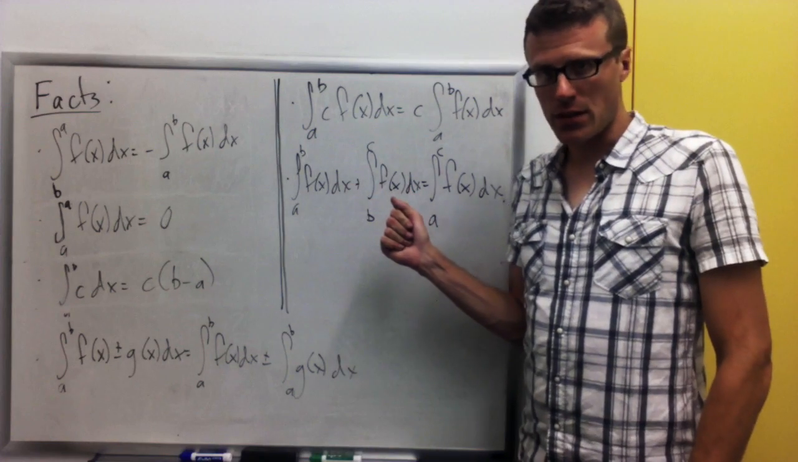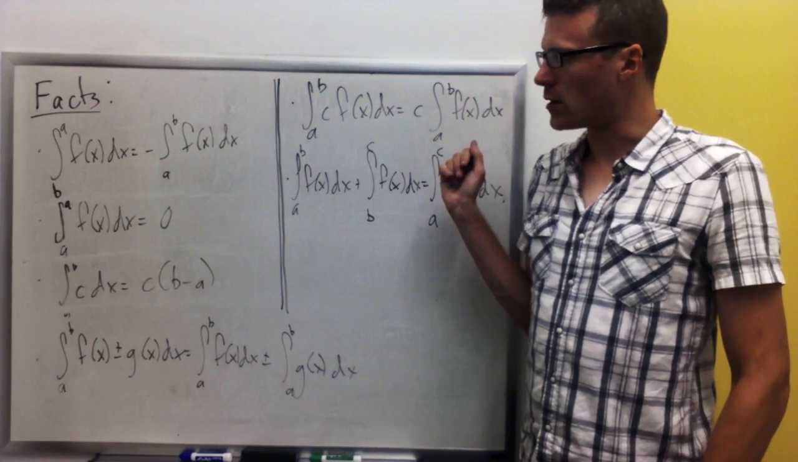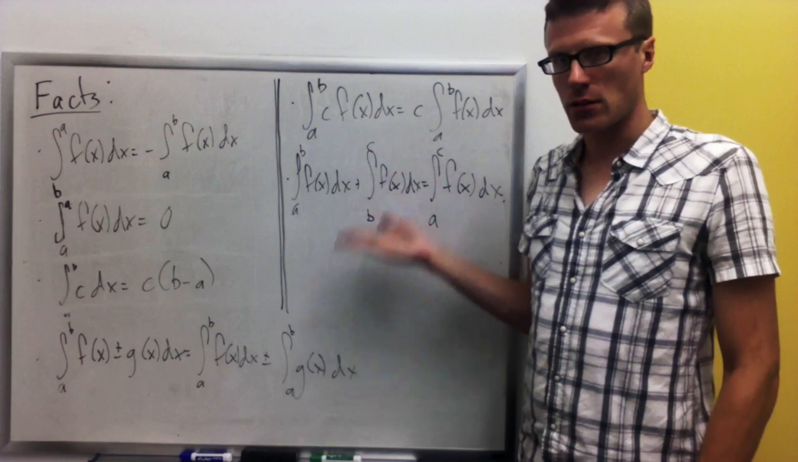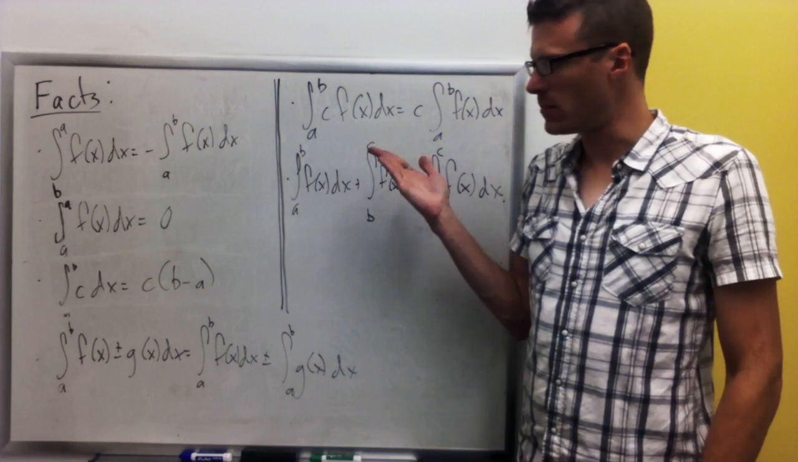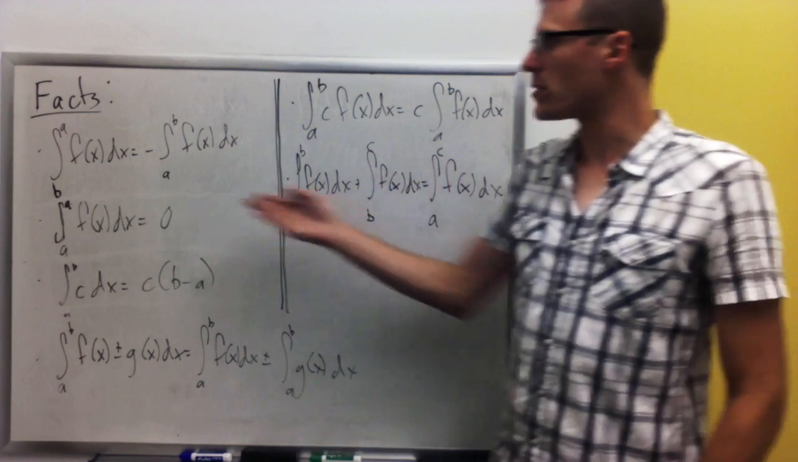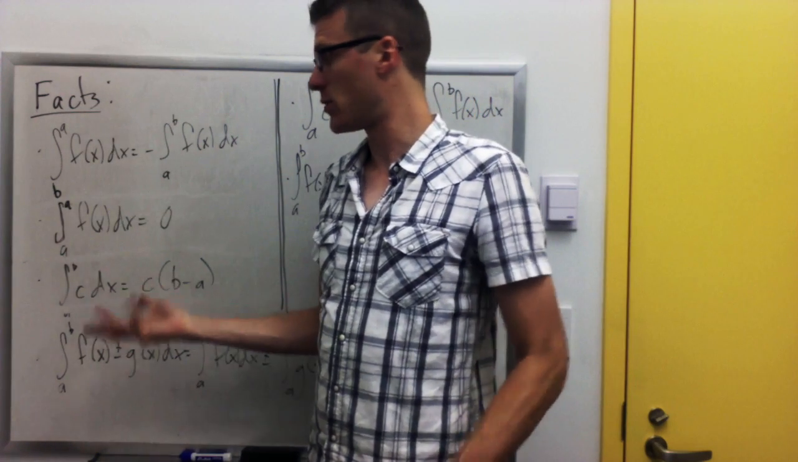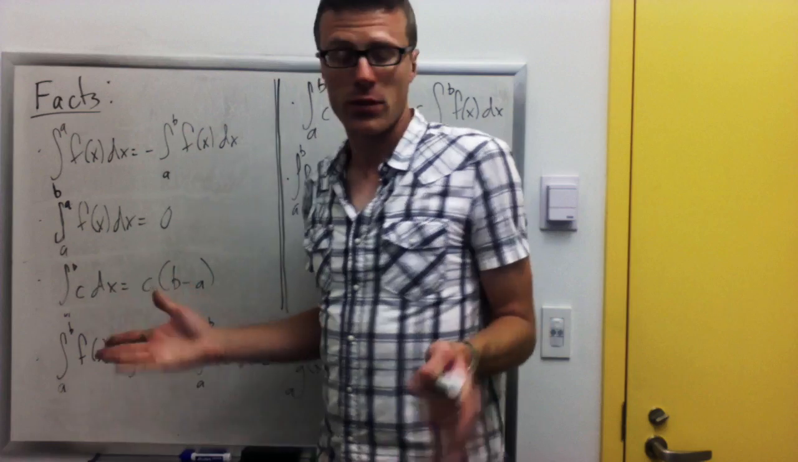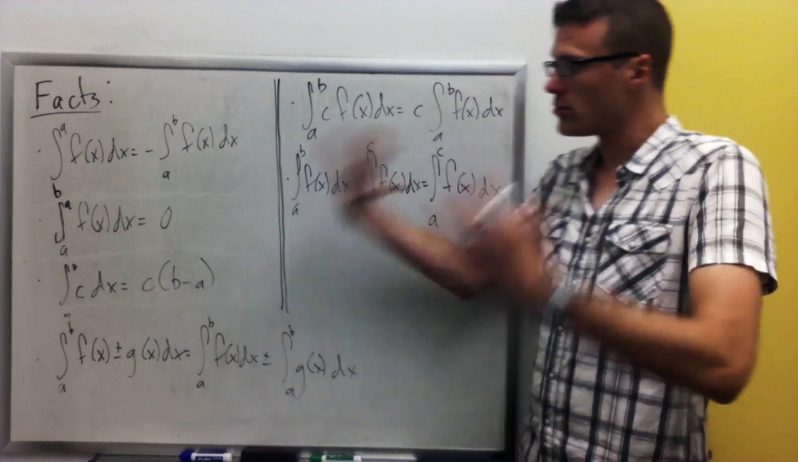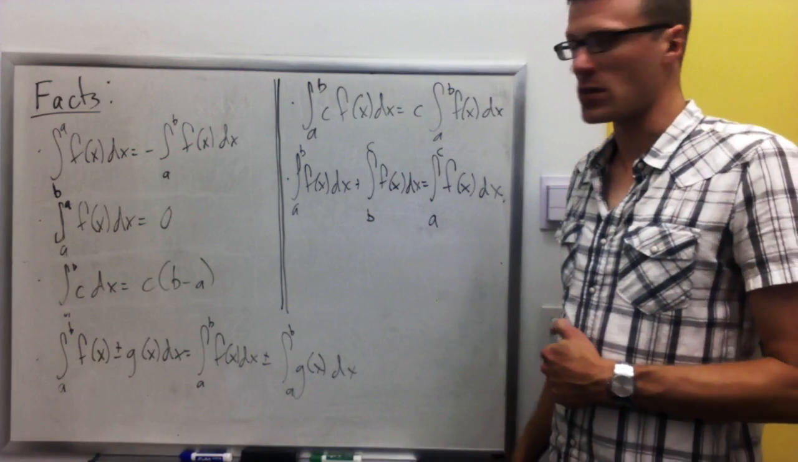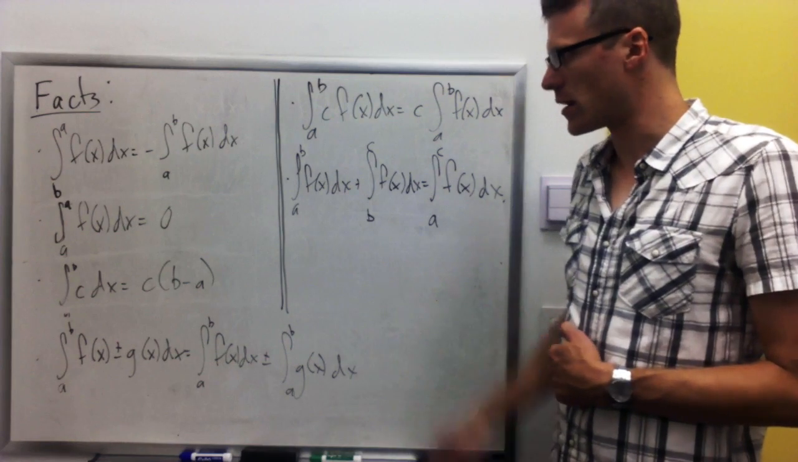Alright, some facts about the definite integral. First of all, typically we assume that the lower limit is less than the upper limit. There's really nothing wrong though with the lower limit being bigger than the upper limit. That just feels a little weird, because we're usually used to the lower limit being smaller. It's just convention.